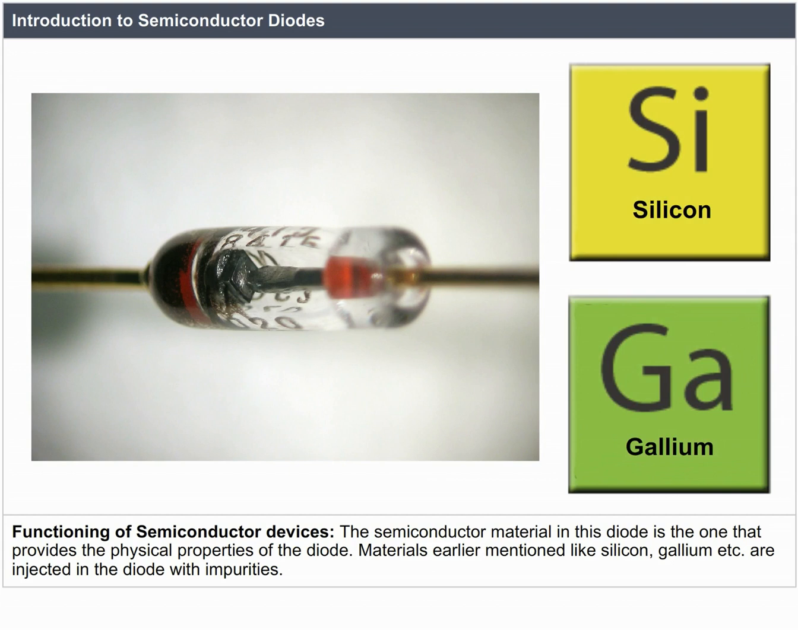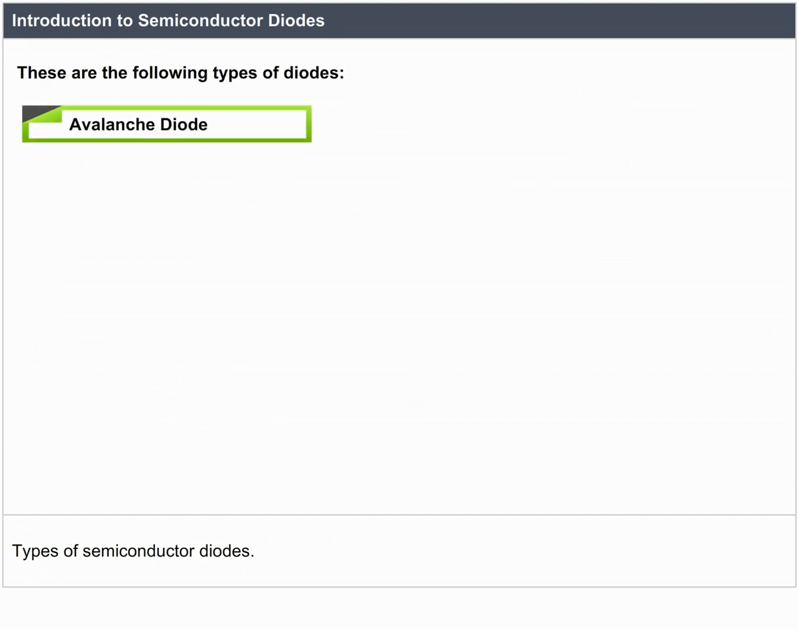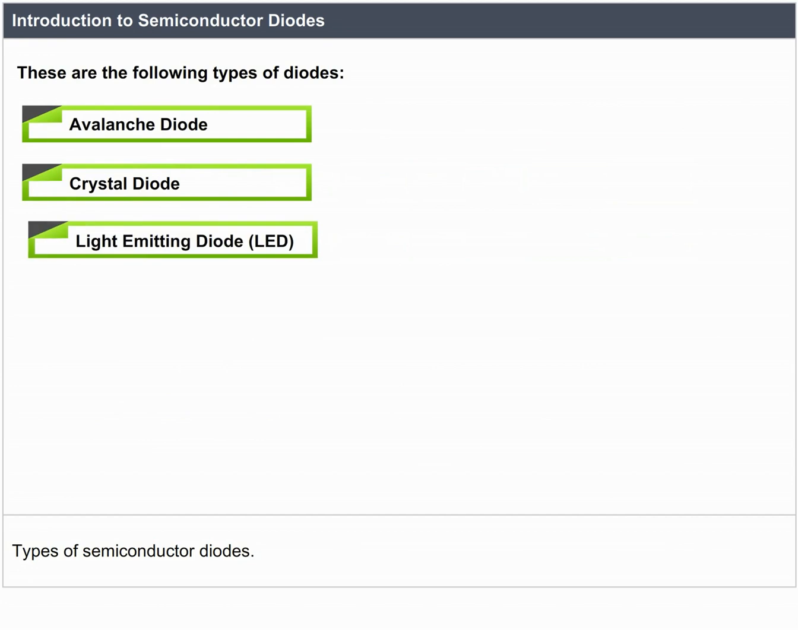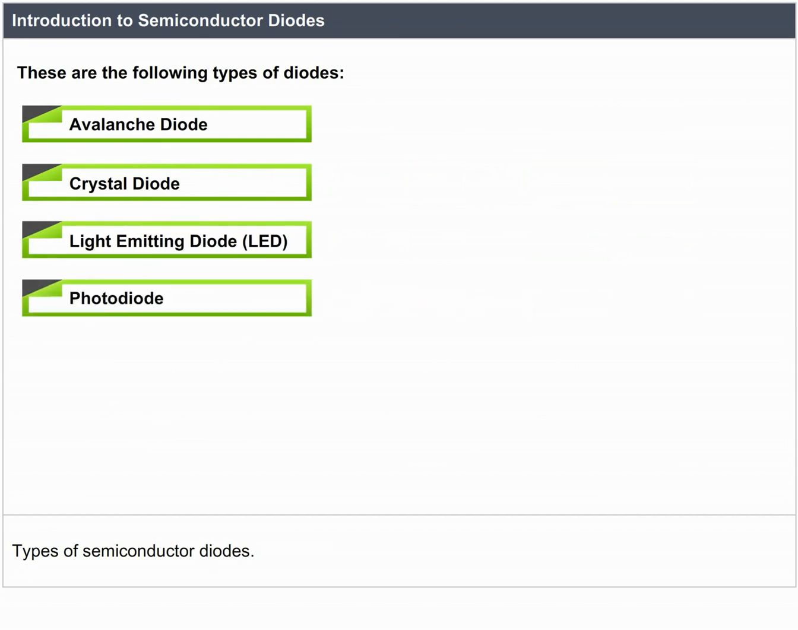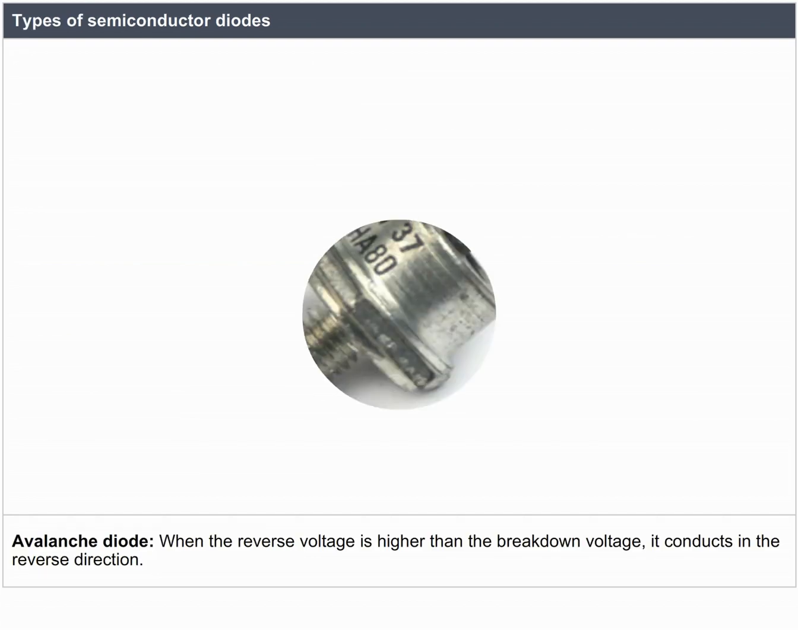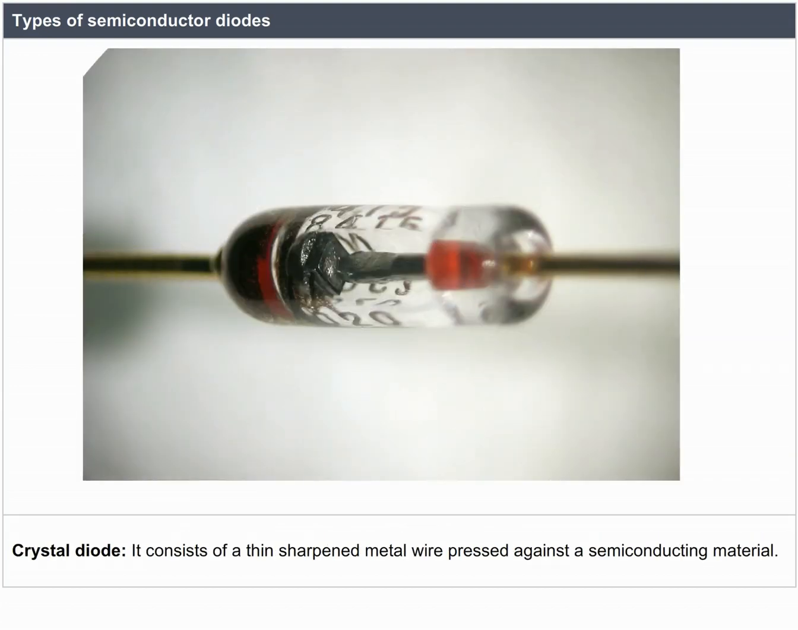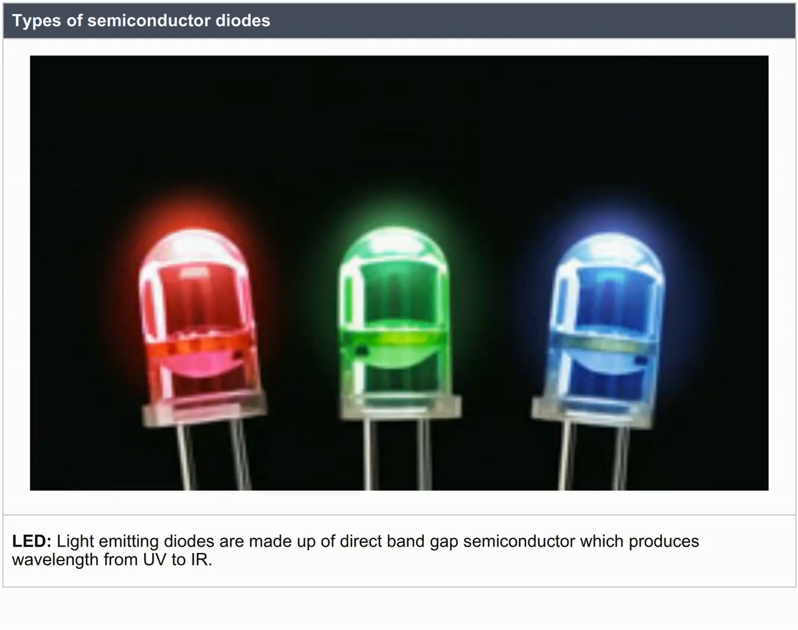Types of semiconductor diodes. These are the following types of diodes: avalanche diode, crystal diode, light-emitting diode LED, photodiode, varactor diode, Zener diode. Avalanche diode. When the reverse voltage is higher than the breakdown voltage, it conducts in the reverse direction. Crystal diode. It consists of a thin sharpened metal wire pressed against a semiconducting material. LED. Light-emitting diodes are made up of direct band gap semiconductor, which produces wavelength from UV to IR.